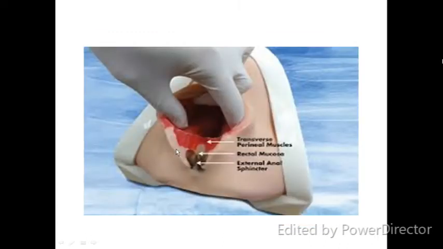As you see in the diagram also, I am showing you the diagram so that you can understand this properly. It's not very easy to understand a perineal tear without seeing it. So this is the vaginal mucosa, this is the transverse perineal muscle, this is the rectal mucosa, and this should be the external anal sphincter.